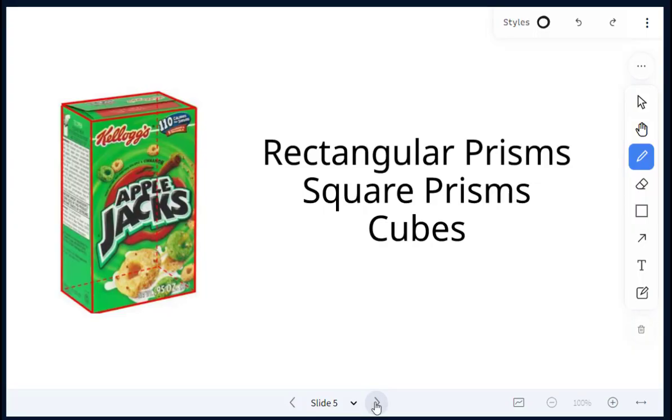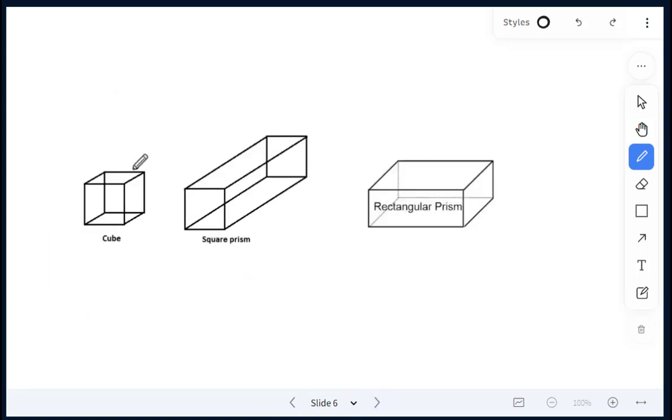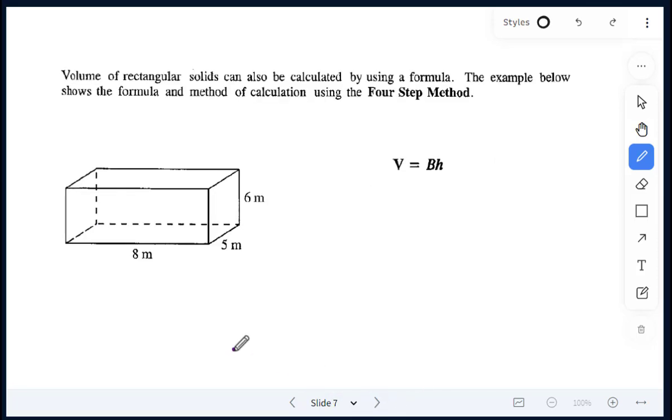So let's take a look at rectangular prisms, square prisms, and cubes. All right, so we got a cube here, a square prism, and we have a rectangular prism. Notice for a square prism, the bases are squares. For a rectangular prism, the bases are rectangles.